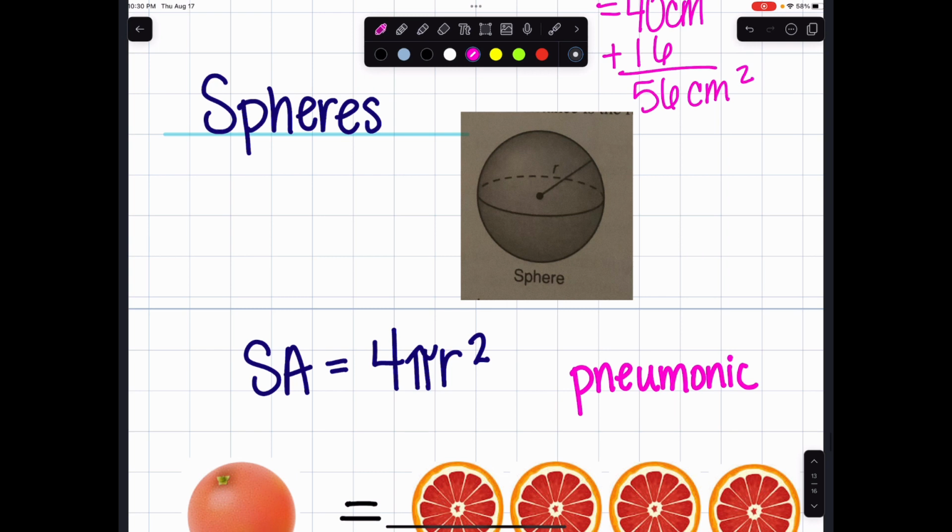We need to talk about spheres. Spheres are easy though. You got this. This is the last thing that we're going to talk about, and then we're all done with today's lesson. A sphere has to be perfectly round. It's a perfectly round 3-dimensional shape.